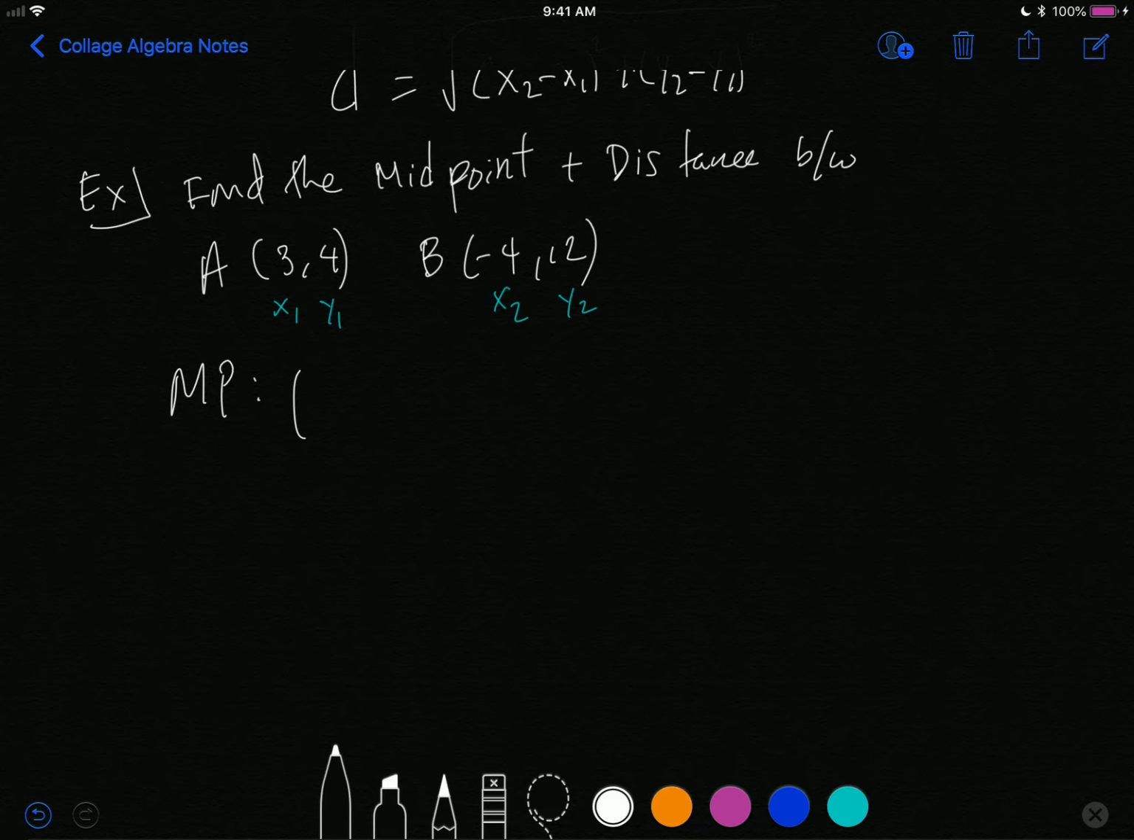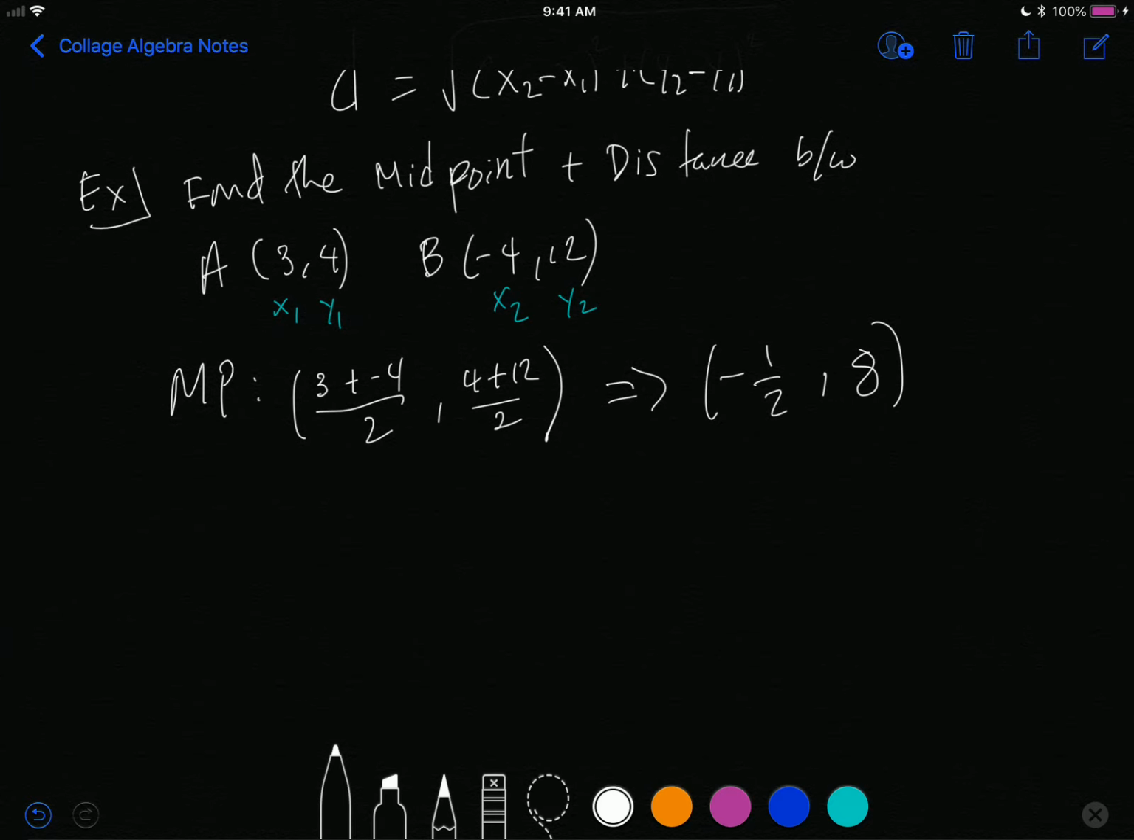And so again, I take the average of the x's, that's 3 plus negative 4 divided by 2, and then the average of the y's, so that's 4 plus 12 divided by 2. And so that translates into negative 1/2, comma, 4 plus 12 is 16, 16 divided by 2 is 8. And that's the midpoint between those two coordinates right here, negative 1/2, comma 8.